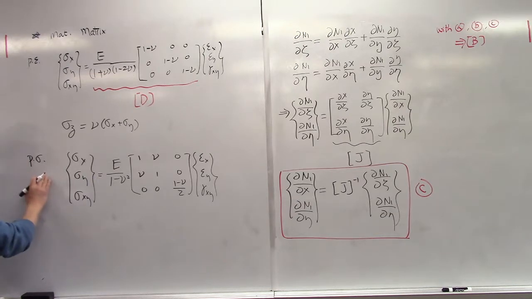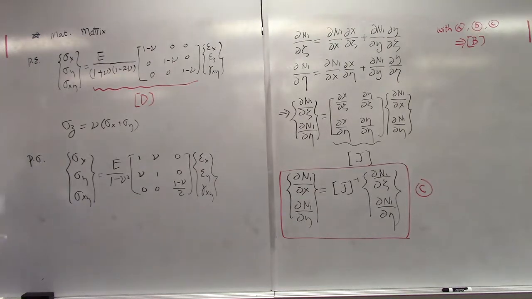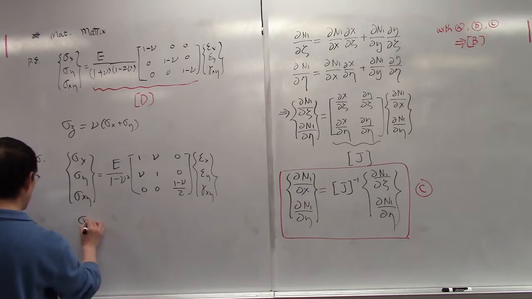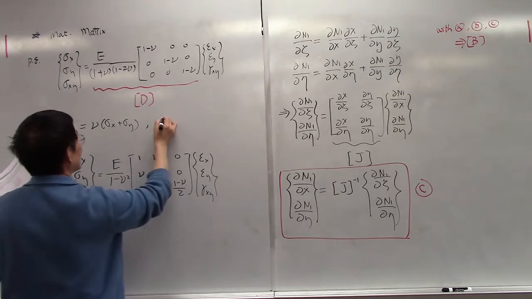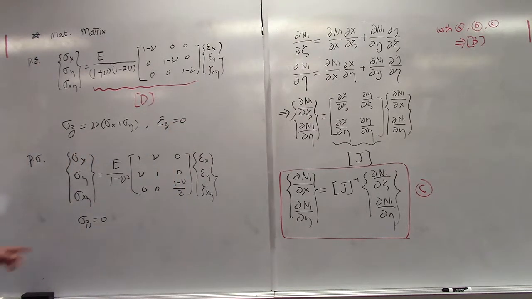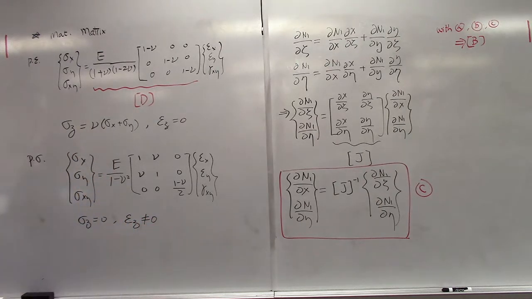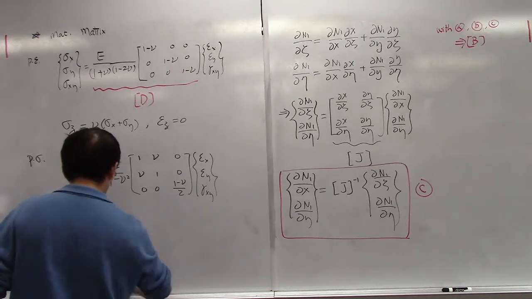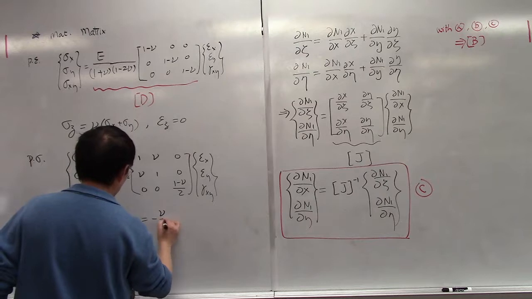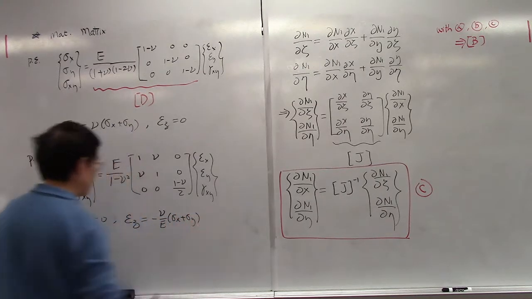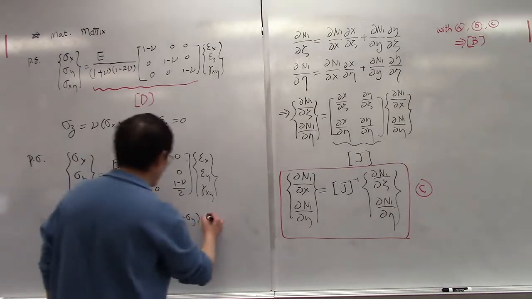And then with plane stress, the non-zero stress components are 3. That is fine. But the non-zero components for strains are 4. So for this one, sigma z is 0. Here I should write it, epsilon z is 0 here. And for this one, sigma z is 0. However, epsilon z is not 0, okay? And I believe epsilon z is equal to negative nu over E times sigma x plus sigma y. Okay, and that is in general not 0.